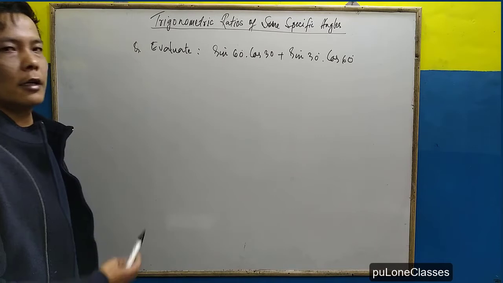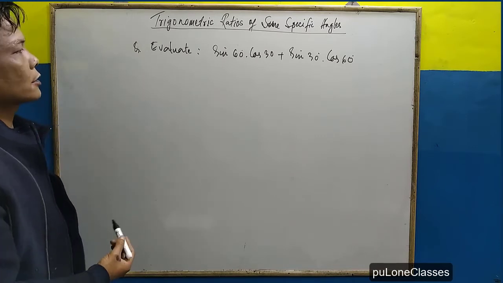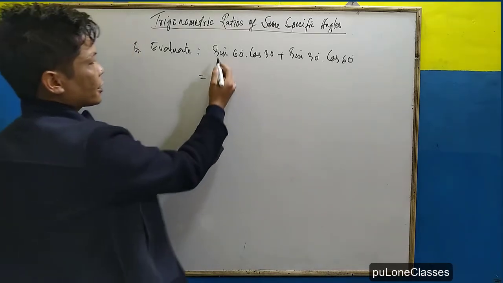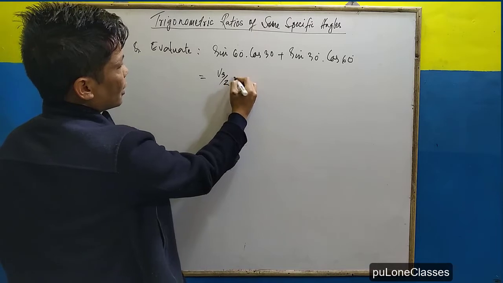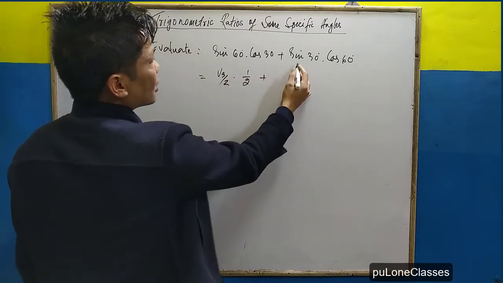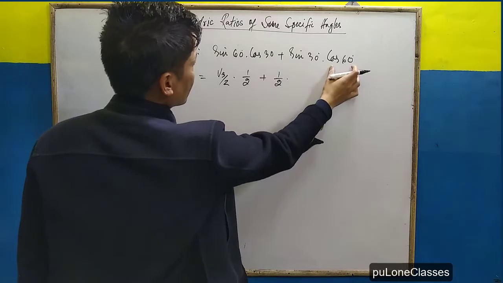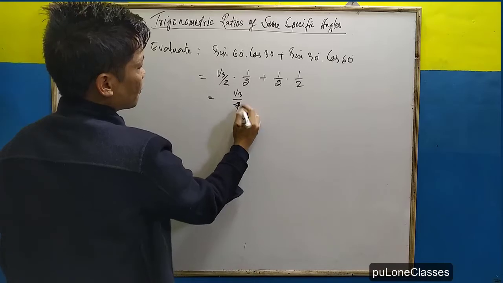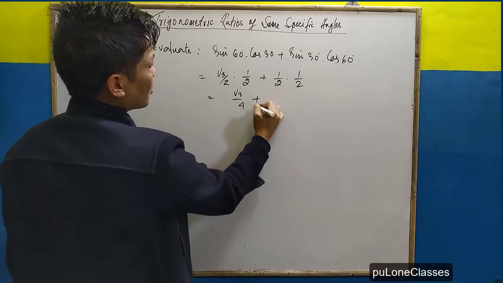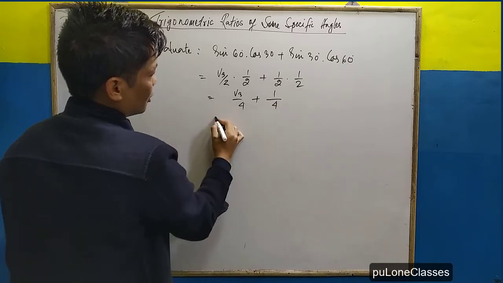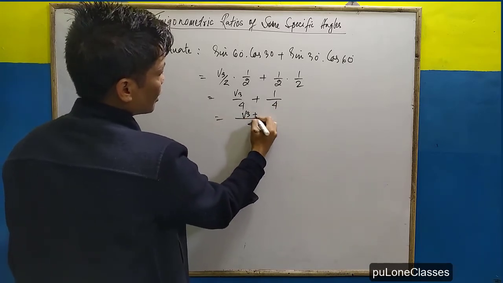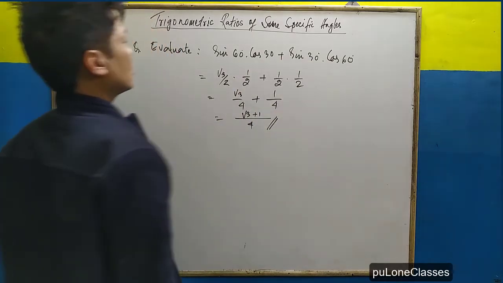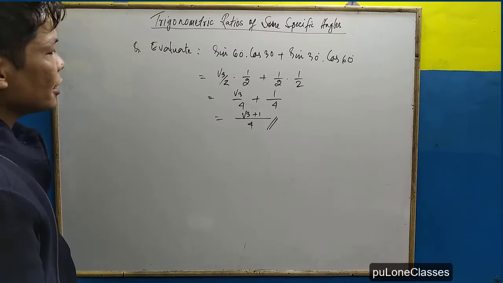So let us see the first question. Evaluate sine 60 into cos 30 plus sine 30 into cos 60. So we can write sine 60 is root 3 by 2 and cos 30 is root 3 by 2... plus sine 30 is half. If sine 30 is half, cos 60 also will be equal to half. So this is root 3 by 4, 2 times 2 is 4, plus 1 times 1 is 1, 2 into 2 is 4. If I take LCM, I'll get 4. So root 3 plus 1. So the value of this question will be root 3 plus 1 by 4.